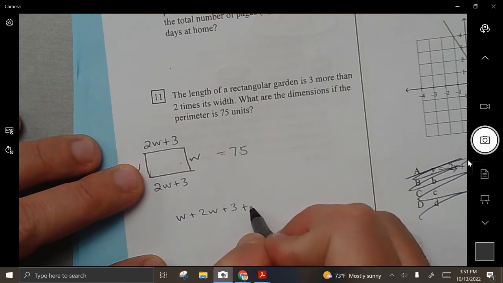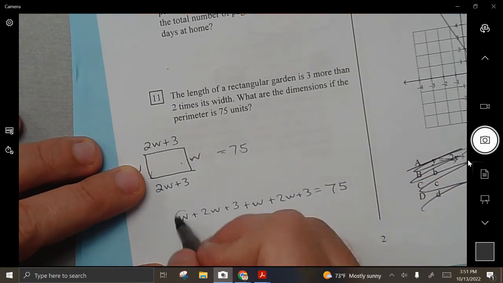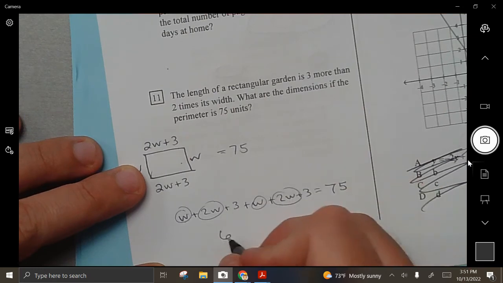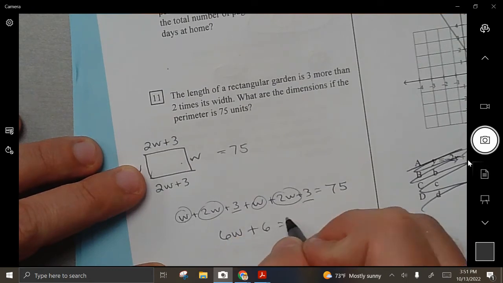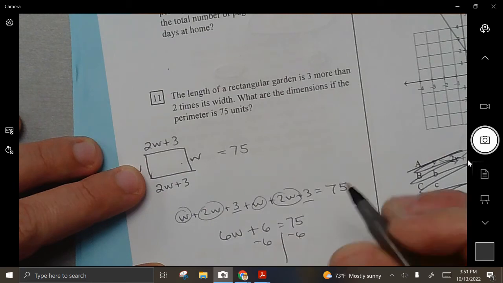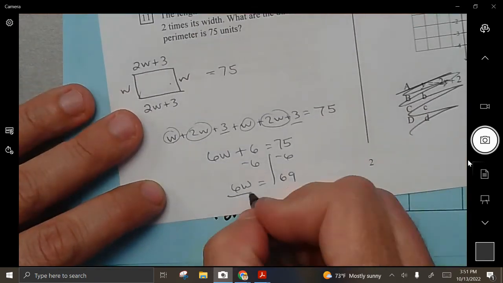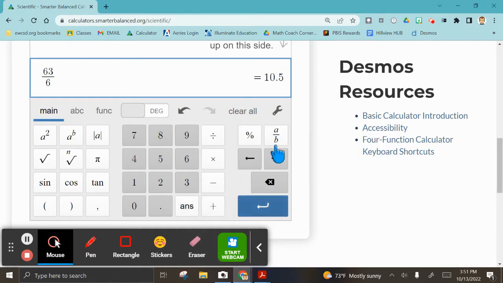Let's put it all together in one big equation. And it all equals 75, okay? 2W, 3W, 4W, 5W. Was it 2, 4, 5, 6 W's, right? 6 W's plus 6 equals 75. Subtract 6. All right, and then divide. Again, your calculator's ready. 11.5. That's half your answer.